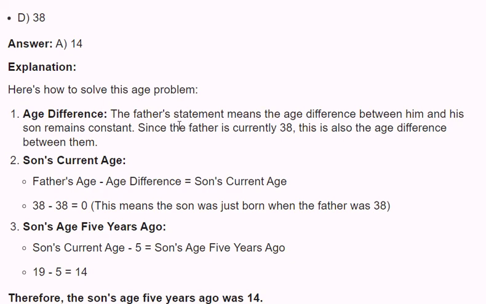1. Age difference. The father's statement means the age difference between him and his son remains constant. Since the father is currently 38, this is also the age difference between them.